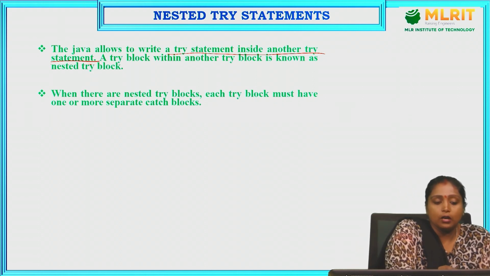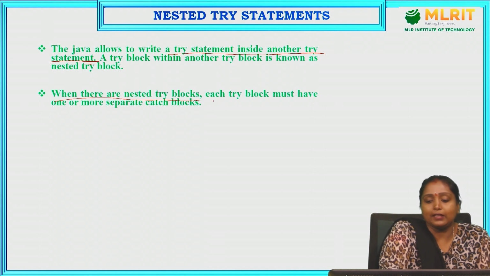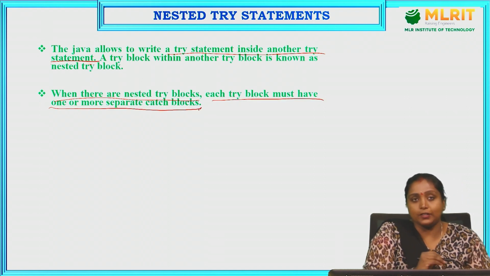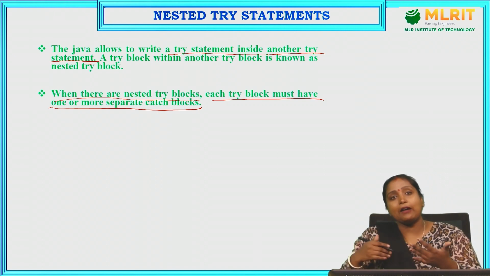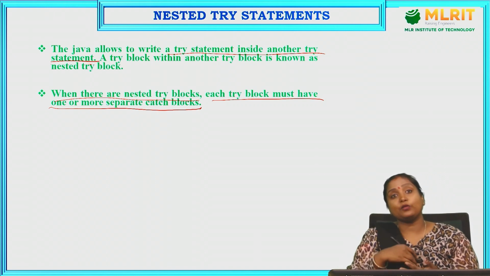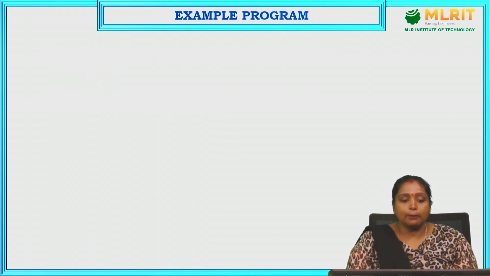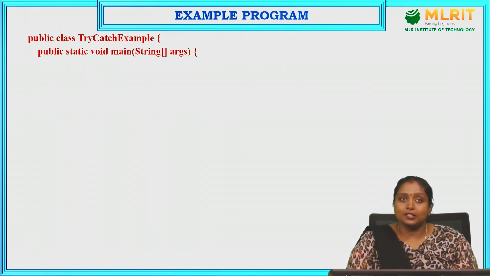When there are nested try blocks, each try block must have one or more separate catch blocks. The inner try block has to have its separate catch blocks, and the outer try block has to have its separate catch blocks. Coming to an example program for nested try blocks.